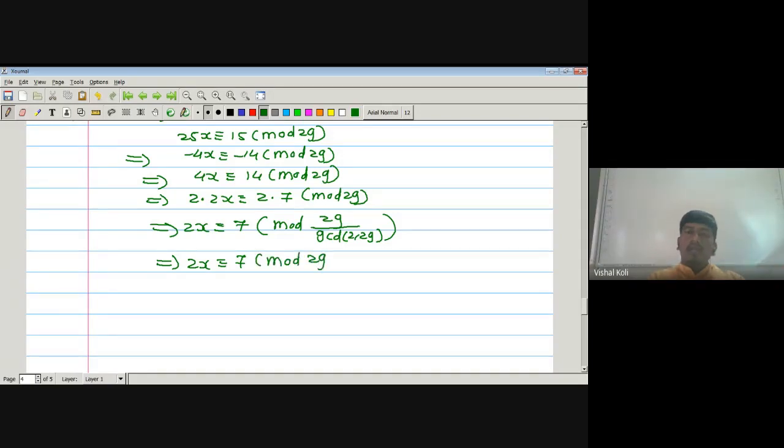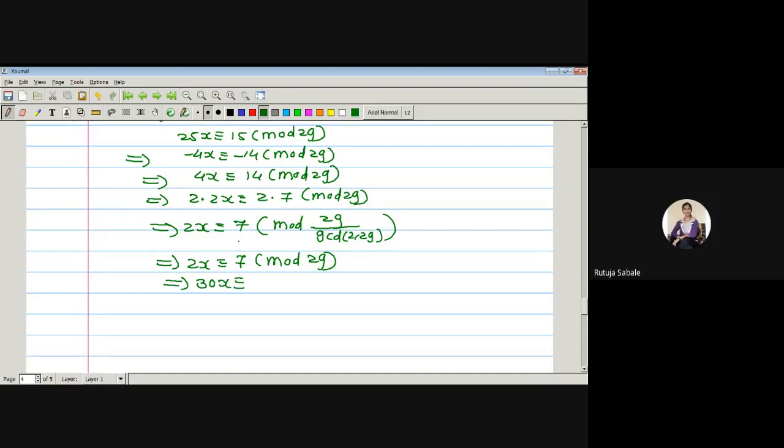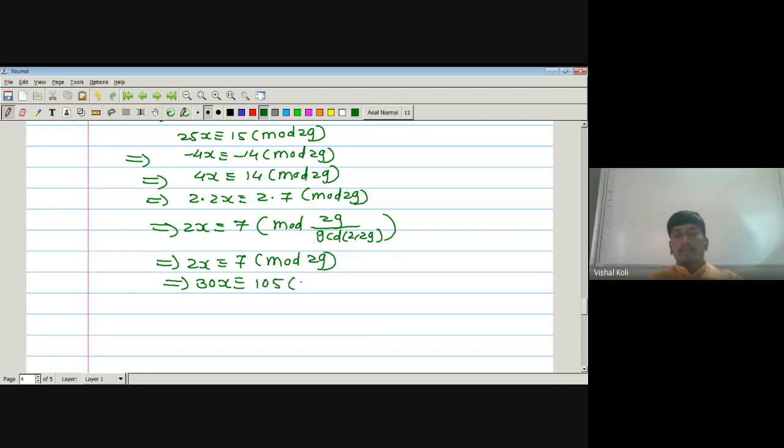As here we have to find out the value of x, then we have to convert this 2x as x, which implies. Okay, now multiply both sides by 15, then 15 into 2 will be 30x congruent to 15 into 7, 105 modulo 29. What will be the value of 30 over modulo 29, which is 1, since when we divide 30 by 29, then the remainder will be 1. Which implies x is congruent to 105. Now we have to find out the value of 105 under modulo 29.